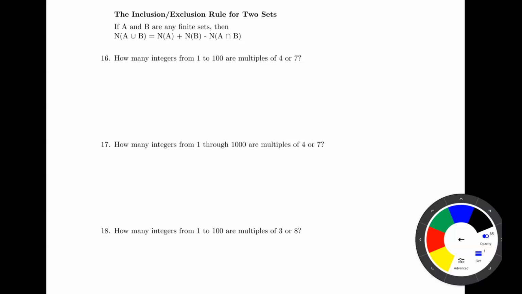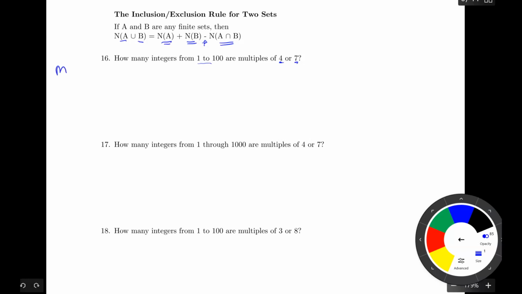All right, so now I'm going to add to what I did before. Before, we just counted the number of integers that were multiples of 4. Now I'm going to be doing multiples of 4 or 7. So I'm going to have the multiples of 4, the multiples of 7, and I'm going to have to subtract off the numbers that are multiples of 4 and 7, right? Because I've counted them twice.